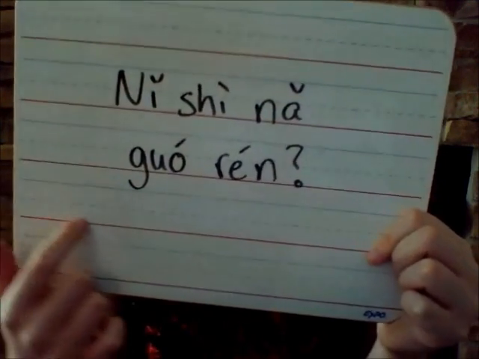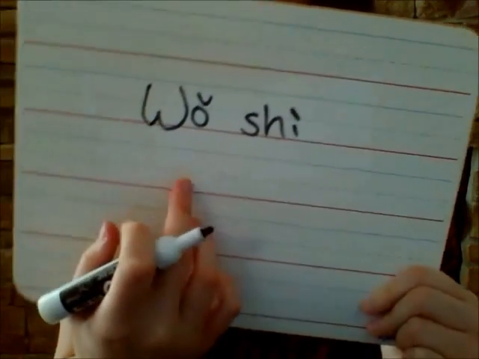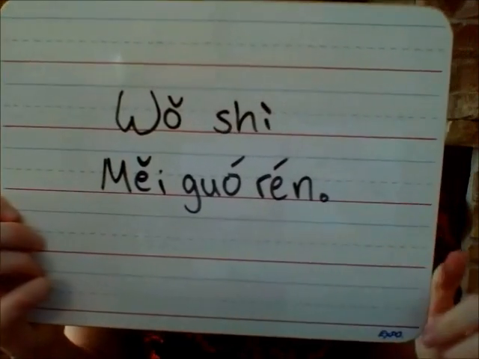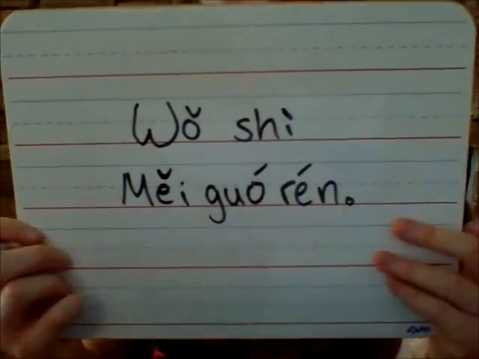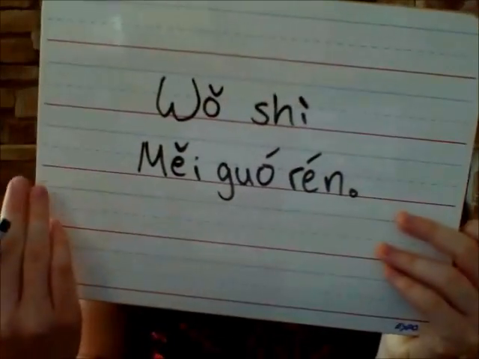Try it again. 你是哪国人? That sounds good. Yes. 你是哪国人? What country are you from? Well, now, there's obviously several different ways you could answer that, depending on what country you're from. But the base sentence is going to stay the same. Again, 我, I, 是, am, is our I am. I am American. This means American. So this sentence says, I am American.